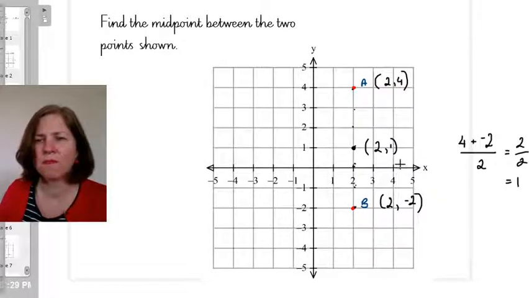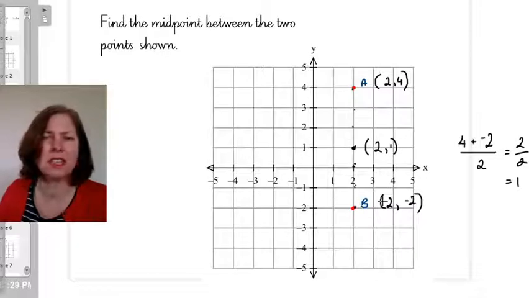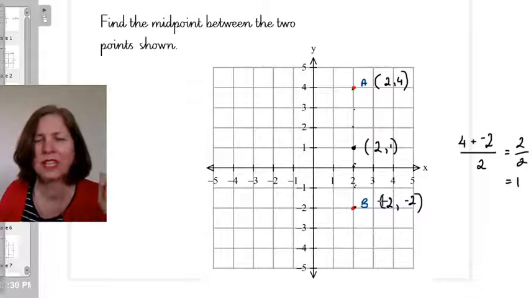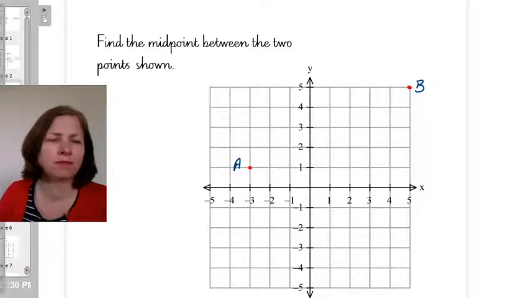All right, so I can either use the grid and just find the middle, or I can find the average of the y values. Now I don't need to worry about the average of the x values because if I add together 2 and 2 and then divide by 2, I'm back at 2. So it hasn't changed. All right, let's go to the next slide. Find the midpoint between the 2 points shown.